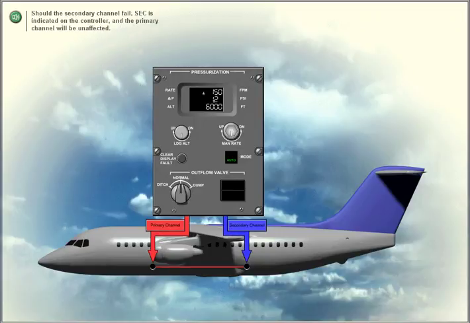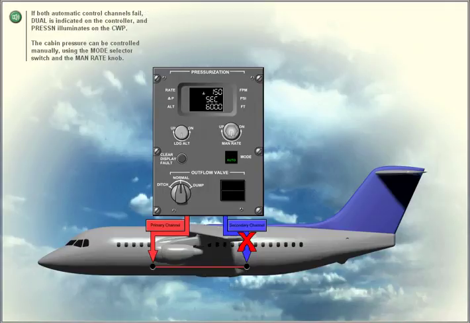Should the secondary channel fail, SEC is indicated on the controller, and the primary channel will be unaffected. If both automatic control channels fail, Dual is indicated on the controller, and Pressurization illuminates on the central warning panel. The cabin pressure can be controlled manually using the Mode selector switch and the Manual Rate knob.